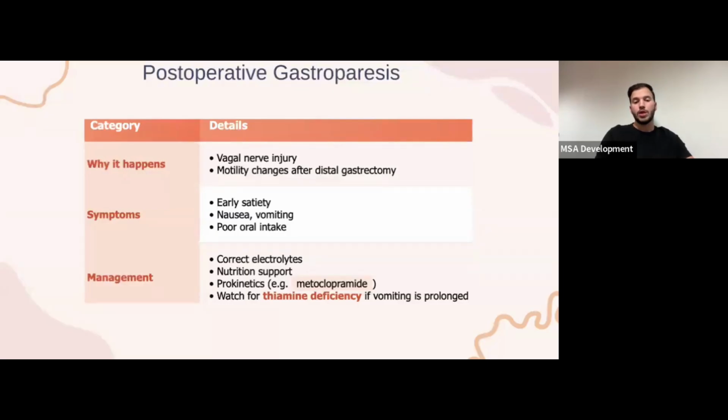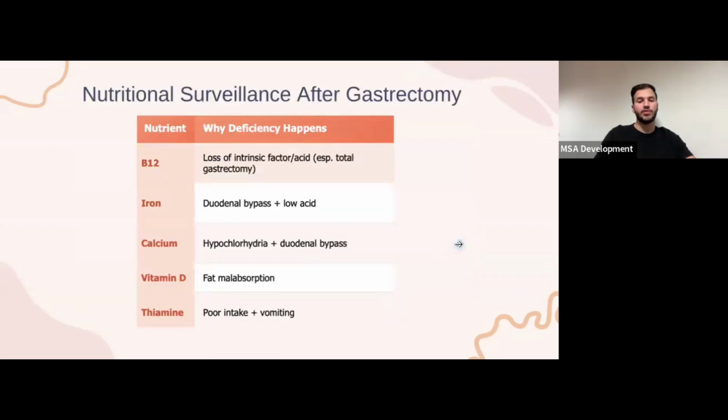Now, finally, we have nutritional surveillance after gastrectomy. Patients need to continuously, for their whole life, take these supplements: B12, iron, calcium, vitamin D, and thiamine. B12 due to the loss of intrinsic factor maybe or acid in total gastrectomy. Iron due to the duodenal bypass and low acid. Calcium due to hypochlorhydria and the duodenal bypass. Vitamin D due to fat malabsorption. And finally, thiamine due to poor intake and vomiting.